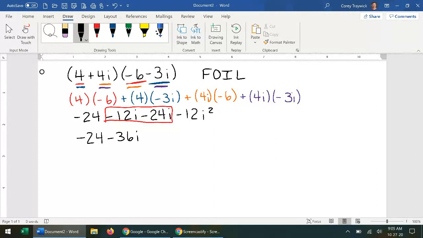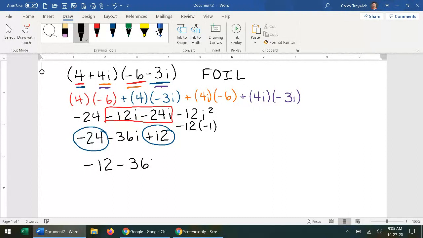It equals negative 1. So this is the same as 12 times negative 1, which means it's positive 12. All right, the last thing we can combine is this negative 24 and this positive 12, which equals negative 12. So we have negative 12 minus 36i.